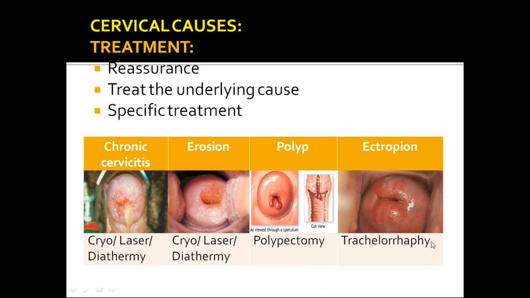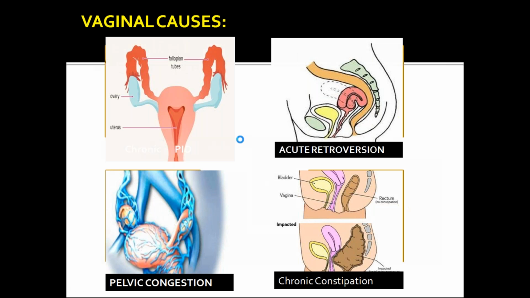So for this, or for leukorrhea, the treatment is this: if you reassure the patient and treat the underlying cause, the vaginal discharge will decrease. So these are the causes for leukorrhea. These are the cervical causes of leukorrhea.